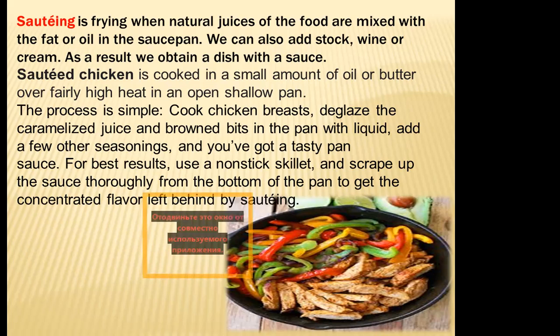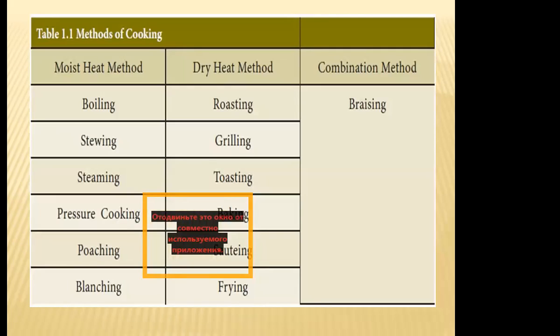The next, students, there are three main classifications of methods of cooking. The first, moist heat method. The second, dry heat method. The third, combination method.